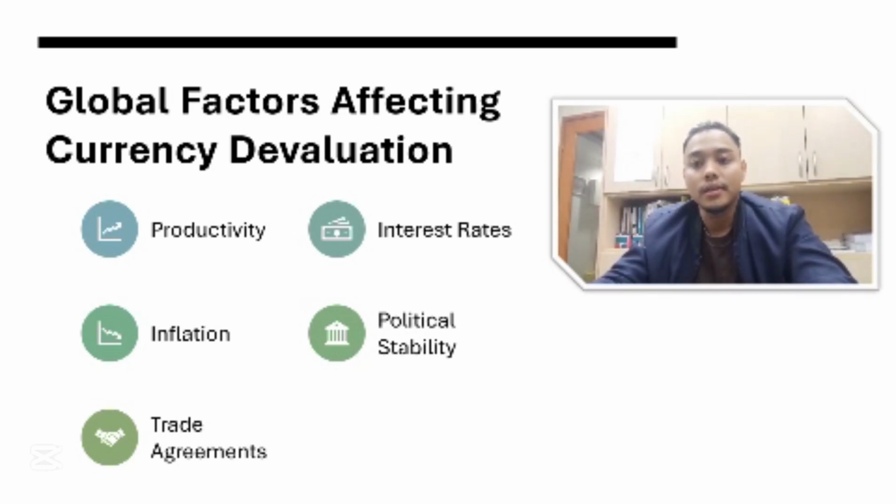The second one is interest rate. Higher interest rates attract foreign investment, boosting demand and strengthening the currency. The third one is inflation. High inflation erodes purchasing power and typically weakens a currency. And next, political stability. Instability creates uncertainty, harming investor confidence and weakening the currency. Last one, trade agreements. A nation's trade balance significantly impacts its currency value.